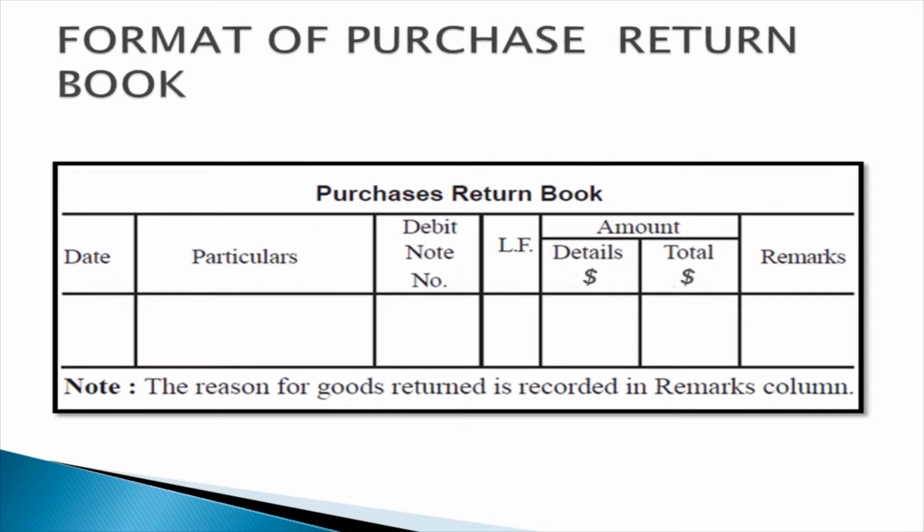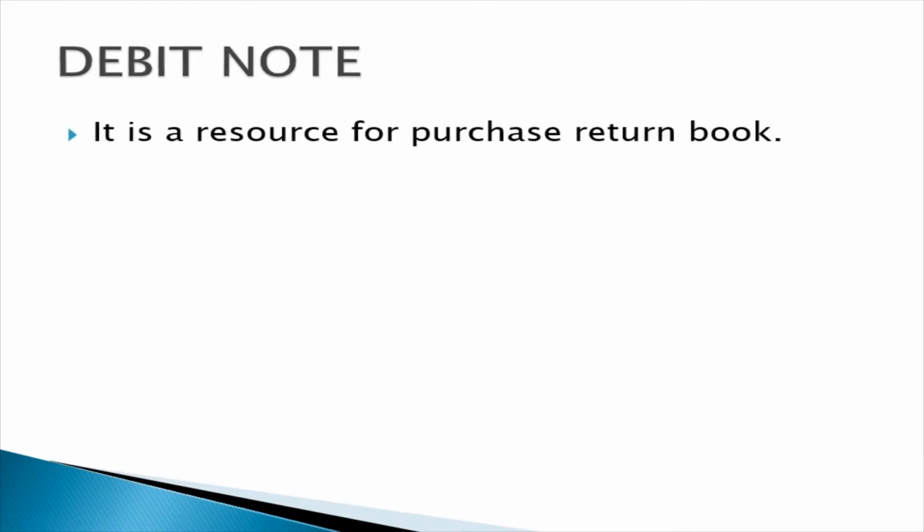You can see the format of purchase return book on your screen. Again, you will find date, particulars, debit note number, ledger folio, details, total, remarks. Now, remarks includes the reason for goods returned. Before learning more about purchase return book, let's discuss the term debit note first. It is a resource for purchase return book.